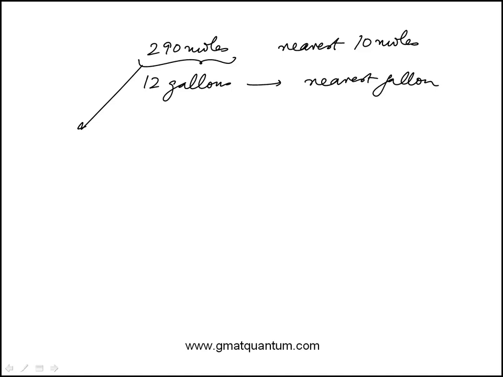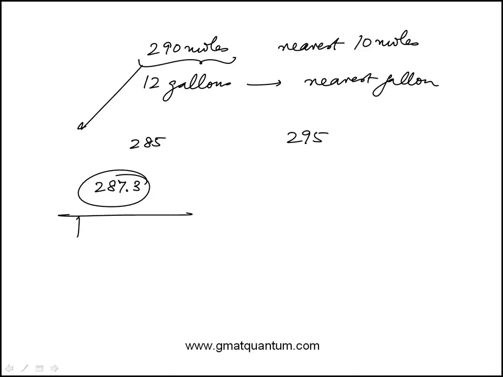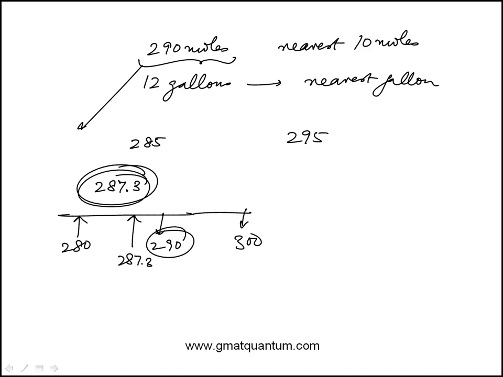So it's 290 miles, and that's the nearest 10 miles, which means that it falls between 285 and 295. Because what you're doing is, if I gave you a number like 287.3, and I said you have to round it to the nearest 10 miles, which means if you wrote the numbers in multiples of tens, 280, 290, 300, which one is this closest to? Well, it's here, 287.3. It's closest to 290.